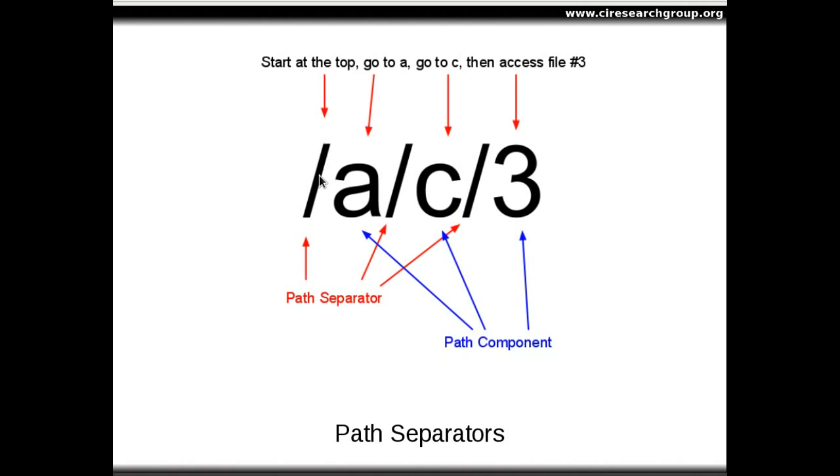The leading slash on this path tells me to start at the top. Then, this path tells me to go to A, then to go to C, and then to access file number 3, which is in the subdirectory C, which is a subdirectory of A, which is a subdirectory of the root directory. Each of these forward slashes in this example is called a path separator, and each of the items in between, or after the slash, is called a path component.